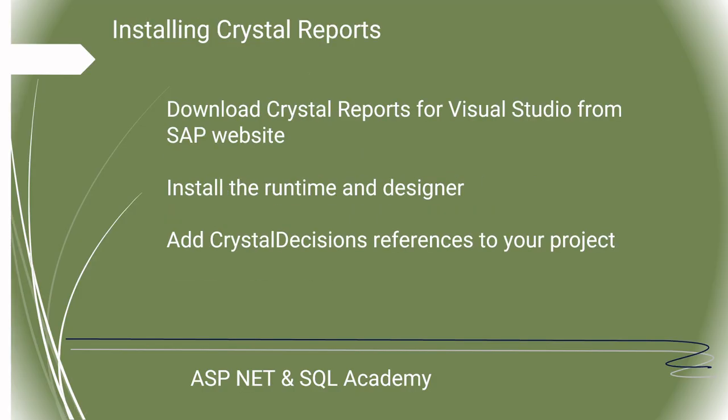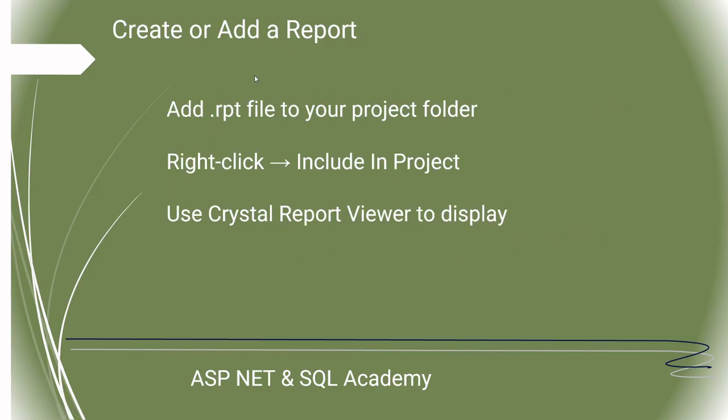Download and install Crystal Reports for Visual Studio from SAP's official site. Then, add the necessary Crystal Decisions assemblies to your project references. Next, add your .rpt file to the project. Right-click and include it. This will allow you to bind it to a Crystal Report viewer control on your page.